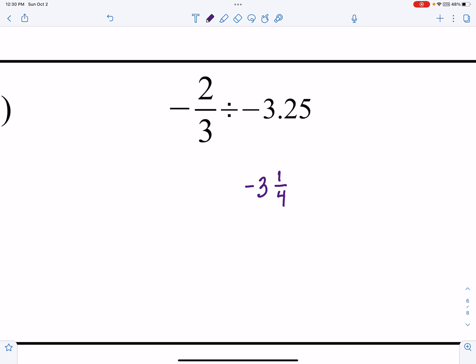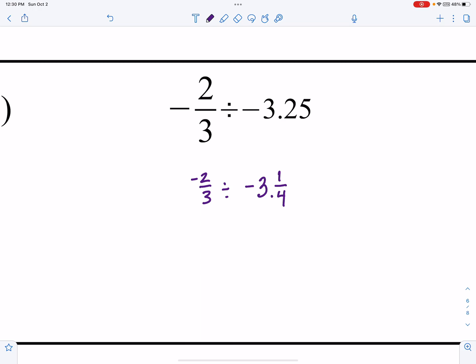If you didn't know that, you could write it as 25 hundredths, and then I could simplify by 25 over 25 and end up with 1/4 anyway. So that's another option if you just didn't know that. But you can see why it's good to know some of those things. All right, so we have negative 2/3 divided by negative 3 1/4.